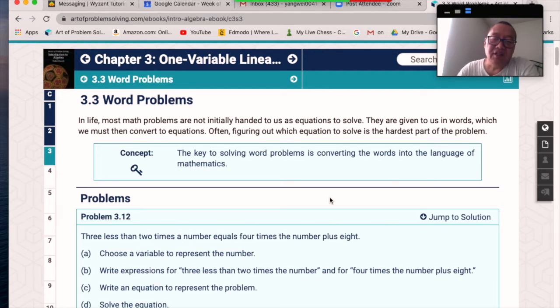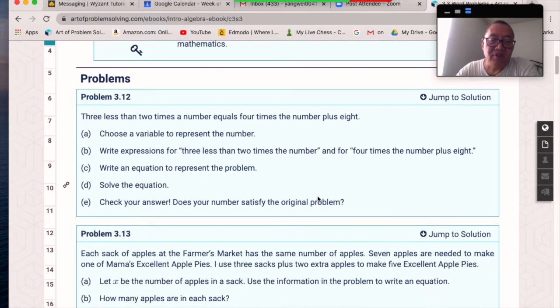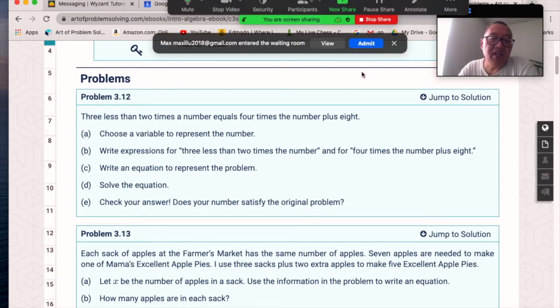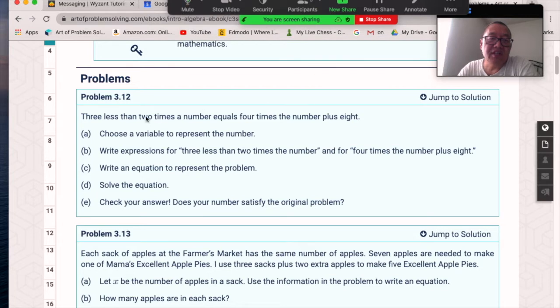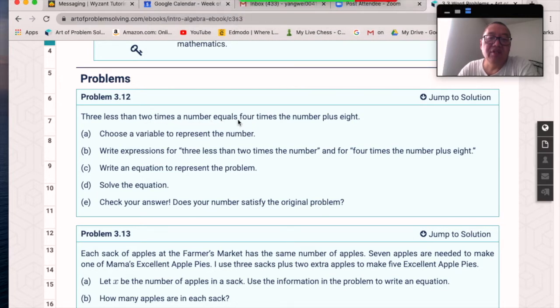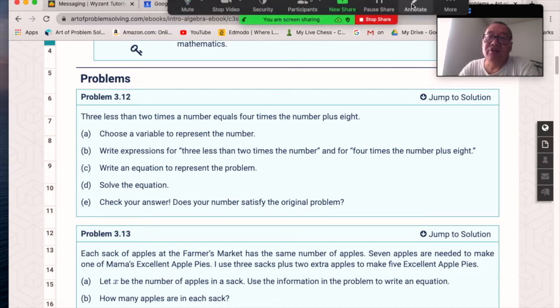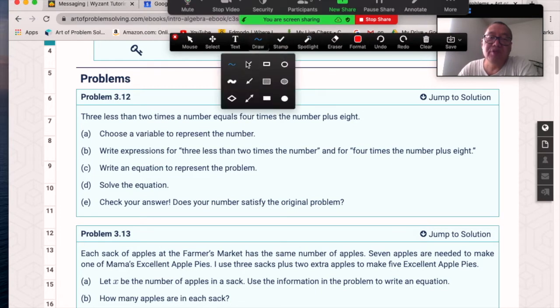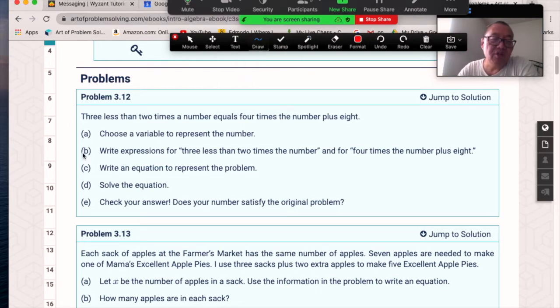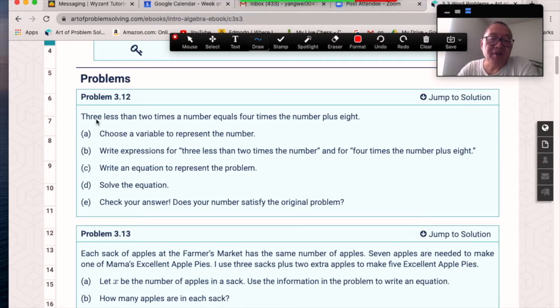Now let's see how we can solve a word problem. This example is 3.12. It says here, 3 less than 2 times a number equals 4 times the number plus 8. Okay? So to solve this problem, they give you these steps, totally 1, 2, 3, 4, 5 steps. The most important part is you need to understand the words and convert them to mathematical language.